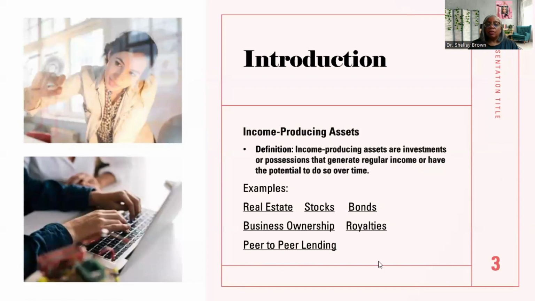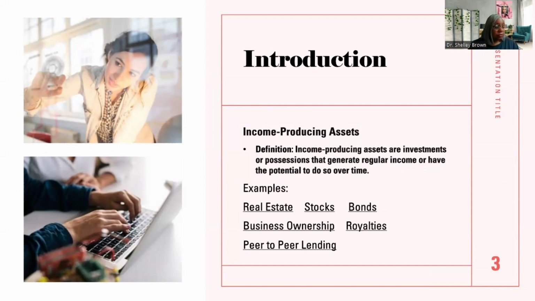So first off, what are income producing assets? They are investments or possessions that generate regular income or have the potential to do so over time. So some examples of income producing assets are real estate, which are mortgages or investment property, and that generates rental income, not just a regular mortgage where you live in the house and there's no money coming in but money going out. We're talking about real estate where you're investing and using that investment as rental income coming in.